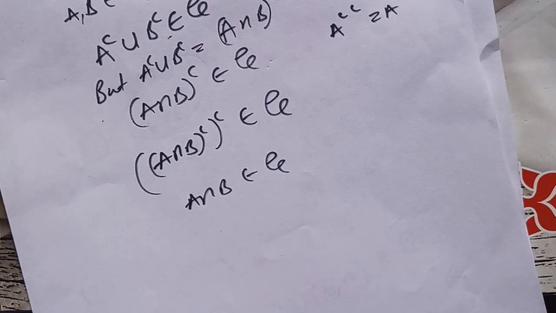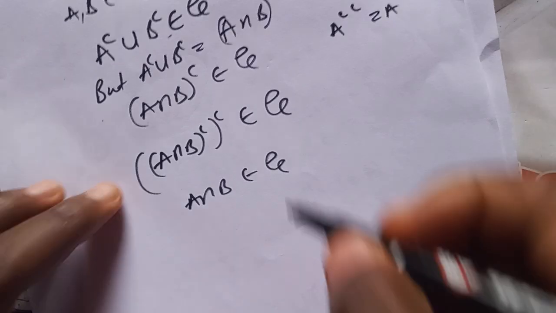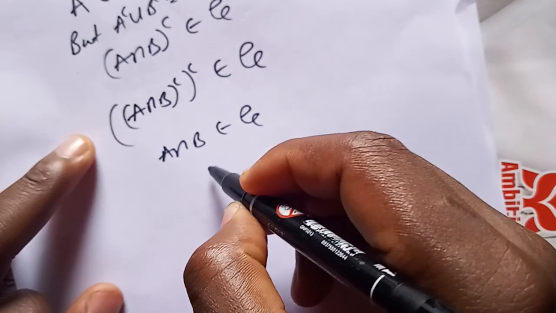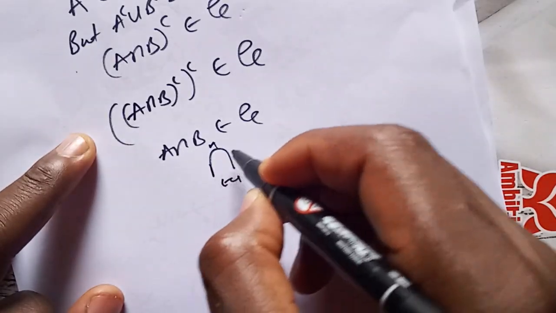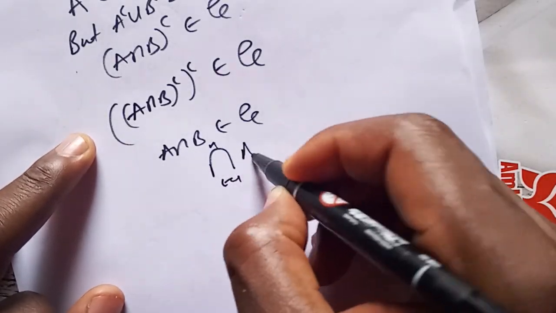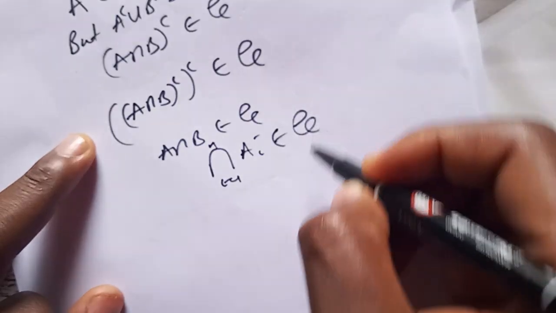So we have shown that the second property is also true. If A, B are in the algebra, then A intersect B is also in the algebra. That is, the finite intersection is also in the algebra. So this is also true if you extend it to the intersection from i equals 1 to n of A_i, which is also in the algebra.